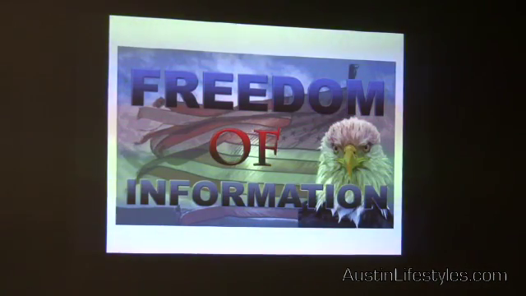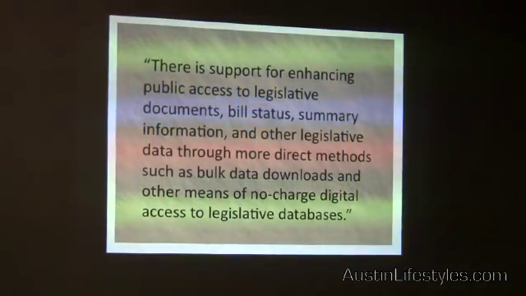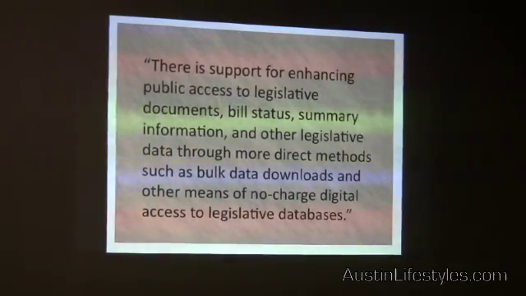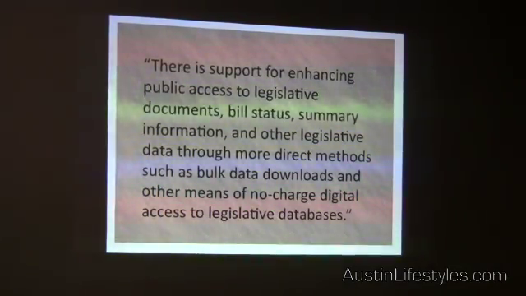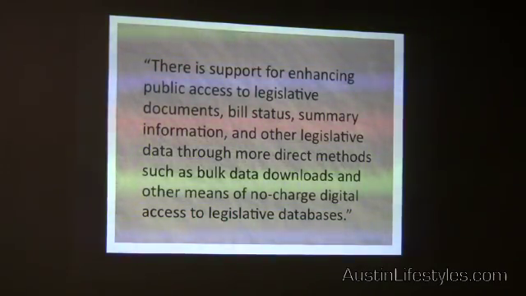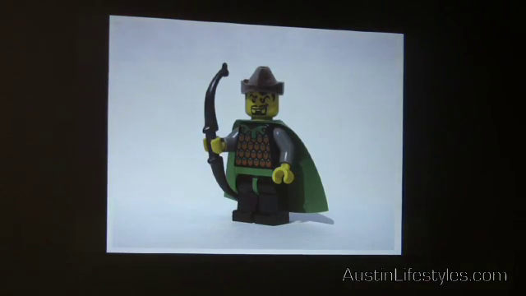Part of it has been, typically, Freedom of Information Acts, where you request a FOIA request and get the information. But instead, the congressman believes that we shouldn't have to request it. It should be automatically given unless there's a justifiable reason not to give it. We got a piece of legislation into the omnibus appropriations. This is it. So there's support for public access to legislative documents, bill status, etc., through more direct methods such as bulk data downloads and other means of no-charge digital access to legislative databases. So we're trying to free up the information, and we're definitely looking for your help in how to do that.